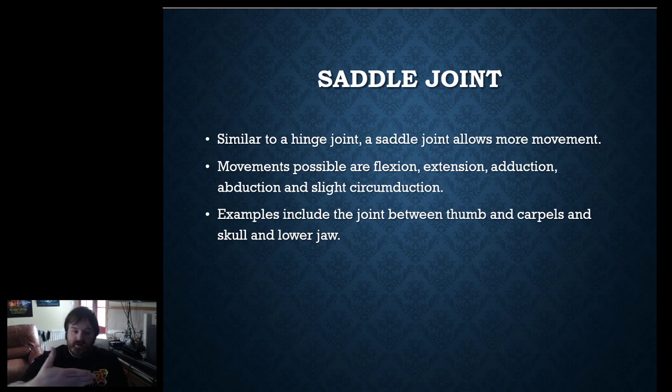So similarly, flexion, extension, abduction, adduction, and then you can also do a little bit of around the houses with the thumb. Not much rotation really, but a little bit around the houses with the thumb. So that's your saddle joint, jaw or thumb. Basically that joint in the thumb there. That's a hinge joint there, but that joint in the thumb there.